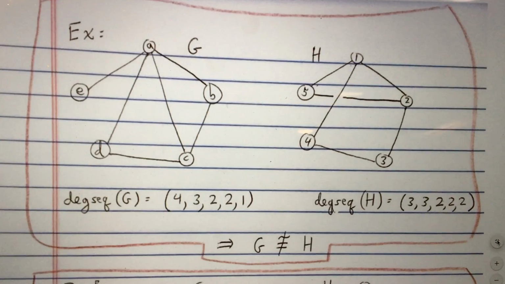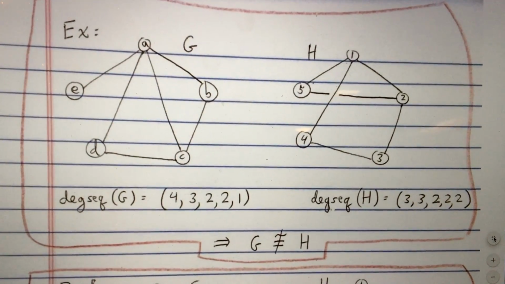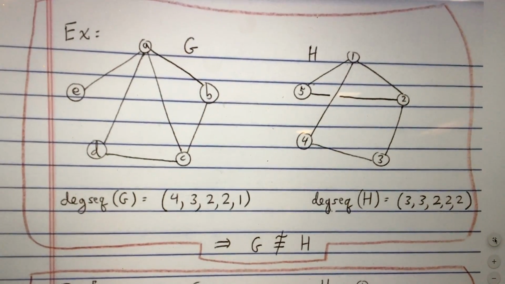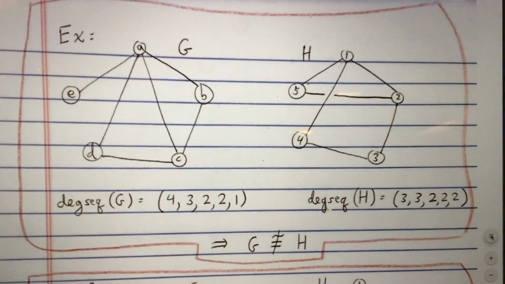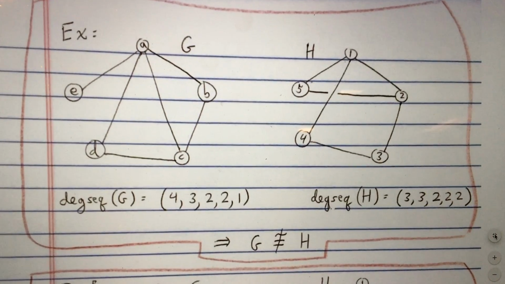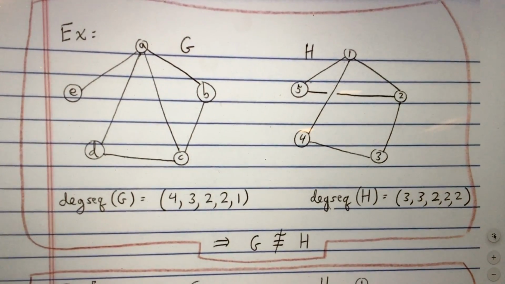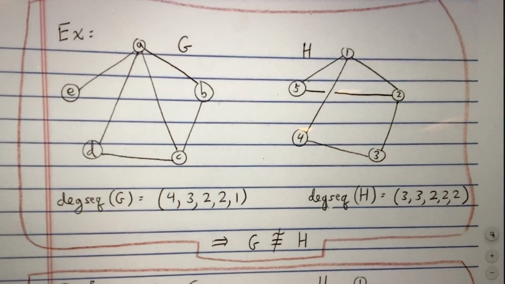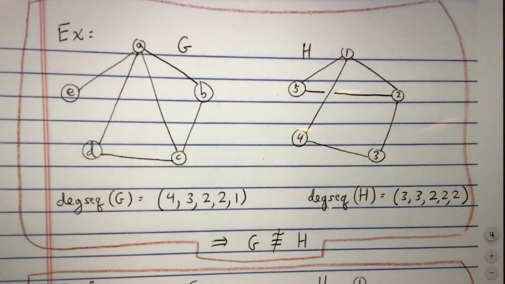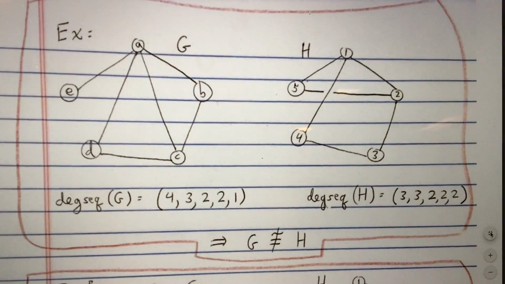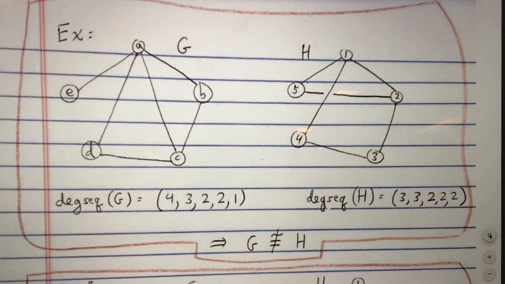No matter how hard you look, you cannot find a bijection between the vertices of G and H which respects the edges, takes edges to edges. Even though they have the same number of vertices, 5, and the same number of edges, 6, they can't be isomorphic because their degree sequences are not the same.